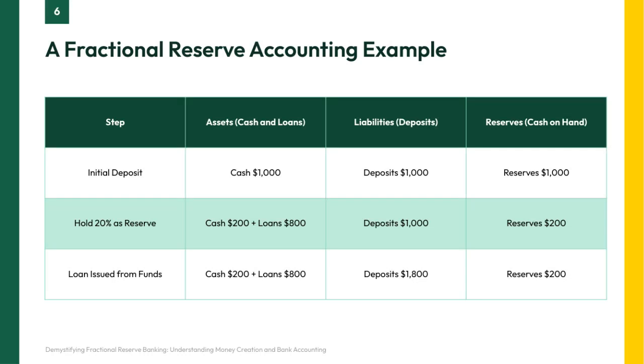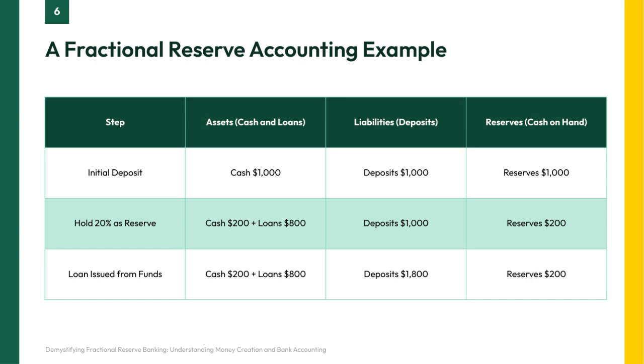Here we have a clear example of fractional reserve accounting laid out in a table to help us understand the process step by step. Starting with the initial deposit, you can see that the bank receives $1,000 in cash, which also creates a matching $1,000 deposit liability and reserves equal to that amount. Next, the bank holds 20% of that deposit as reserves, which is $200 in cash, and the remaining $800 is available to be loaned out. This is reflected in the assets column as $200 in cash plus $800 in loans, while the deposits remain at $1,000 and reserves drop to $200.